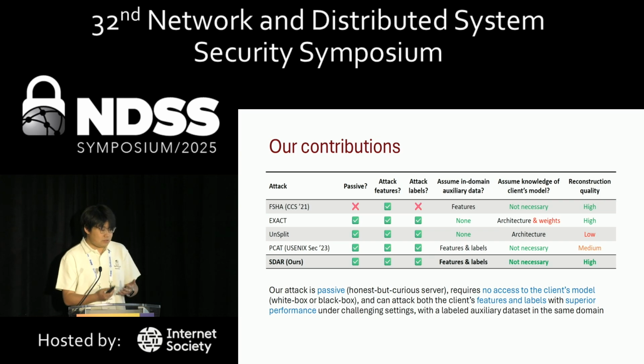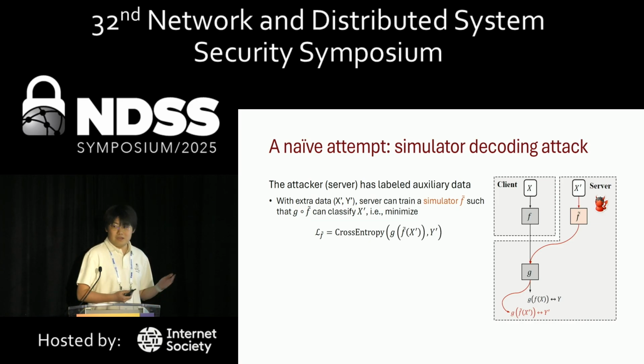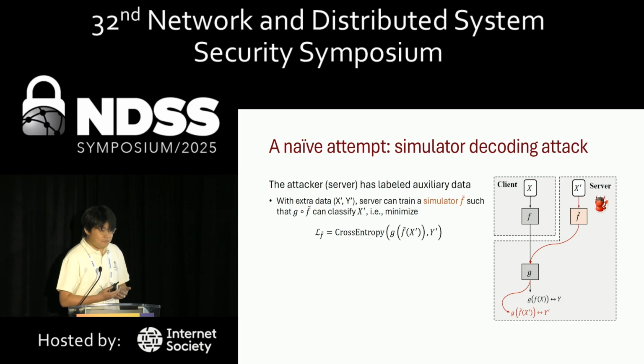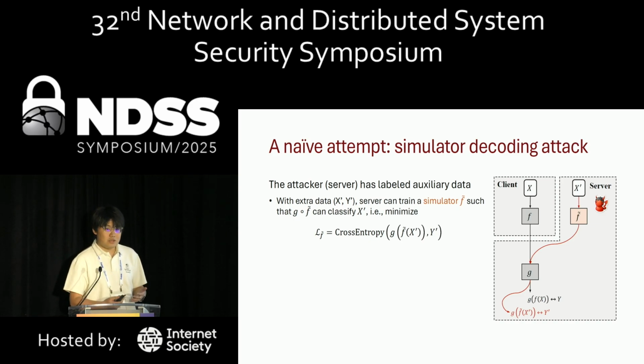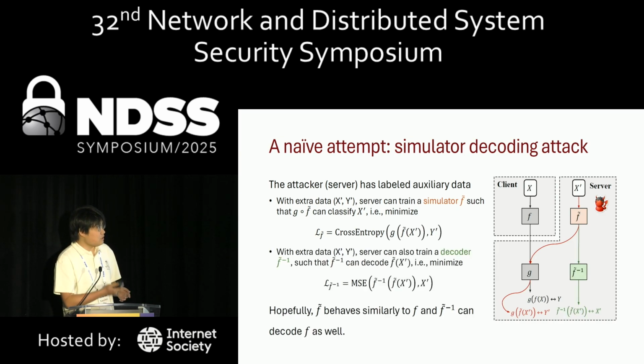So now that we assume this labeled auxiliary dataset, there is one particularly naive approach to attack, which is that the server can train a simulator model, tutor F, on its side such that together with G, tutor F and G can classify X prime to Y prime, which is the auxiliary dataset. And this is just like training in a normal supervised learning way. And then because this tutor F is like a white box to the server, you can train a decoder of that model as well. So the hope is that if tutor F can learn something together with G, probably it is behaving similar to what the client has on its side, which is F, then its decoder can also decode F.